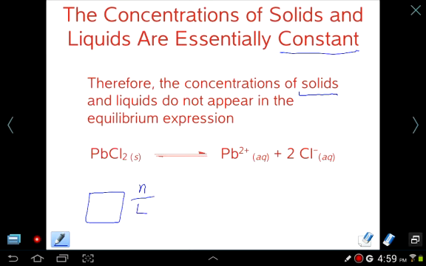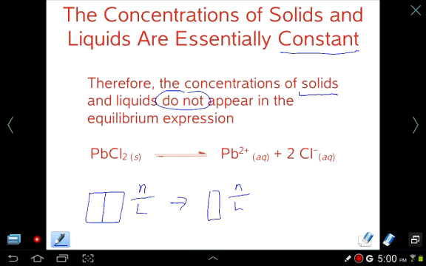So if I were to cut this in half, now I have fewer moles of this substance, but proportionately fewer liters of the substance. So my ratio of n over L stays the same for a solid or a liquid. And not so with gases. Gases can be compressed and decompressed. So maybe this allows us to see why liquids and solids stay constant, and they do not appear in the equilibrium expression. It's as easy as that.